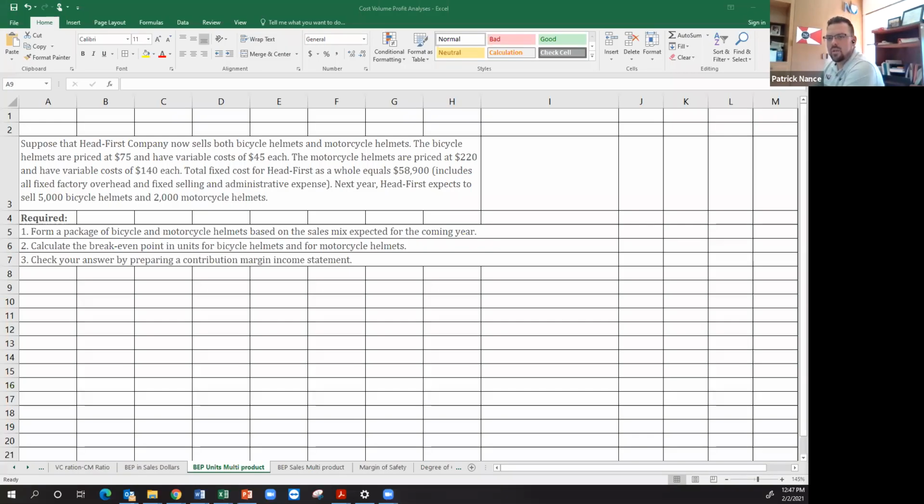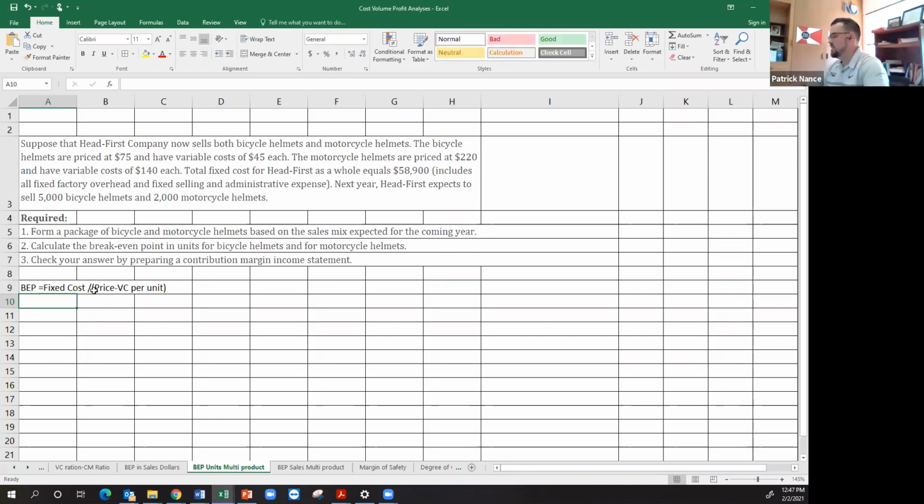Okay, we're going to look at a multi-product break-even point now. So the break-even point, remember, the break-even point formula itself is my fixed cost divided by my price minus my variable cost per unit. And that still holds true with multi-product.